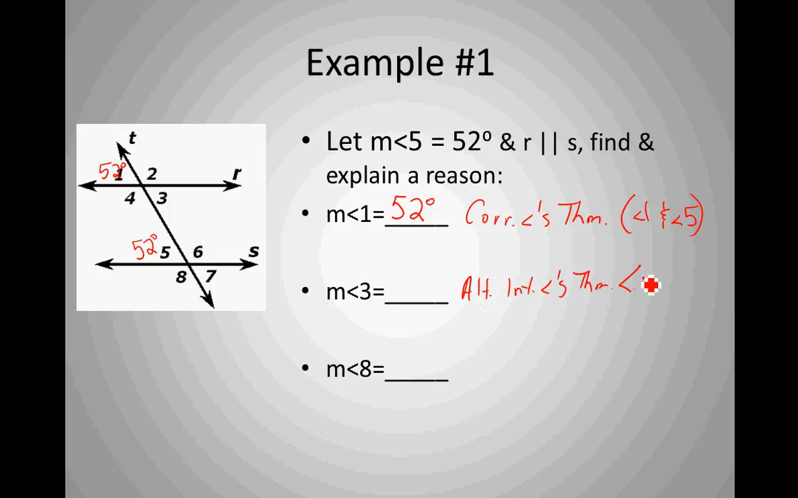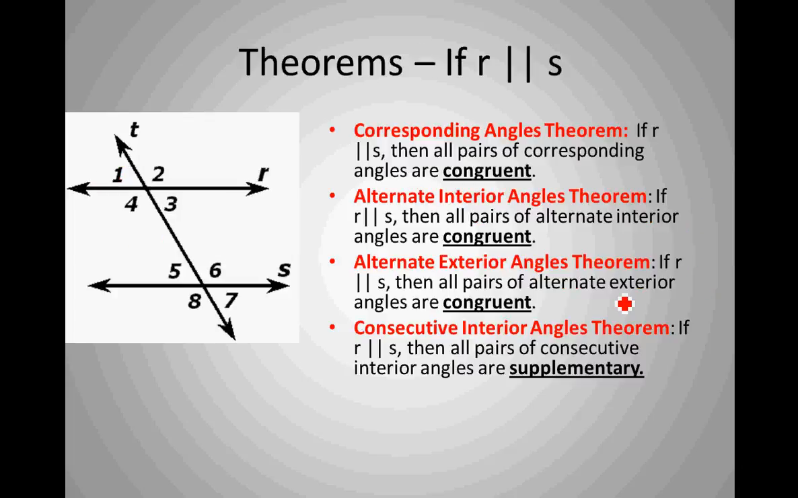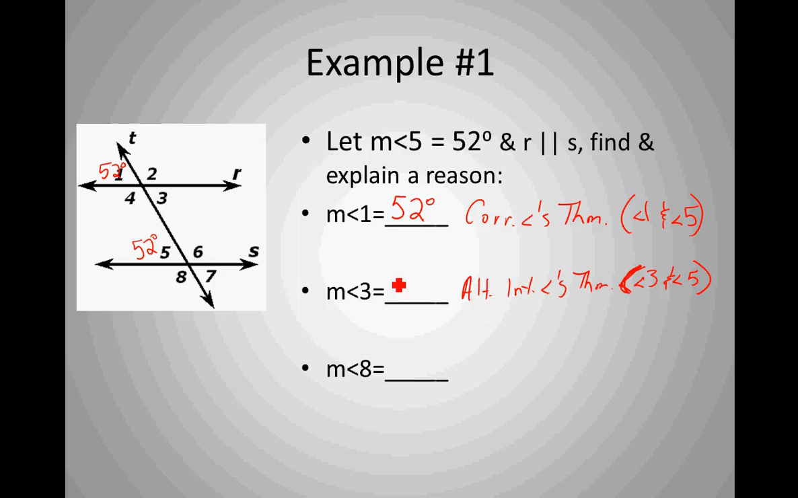And once again, that involves angle 3 and angle 5. They are our alternate interior angles. And if we look back, the theorem says that all pairs of alternate interior angles are congruent. So that means this angle 3 would also have to be 52 degrees.